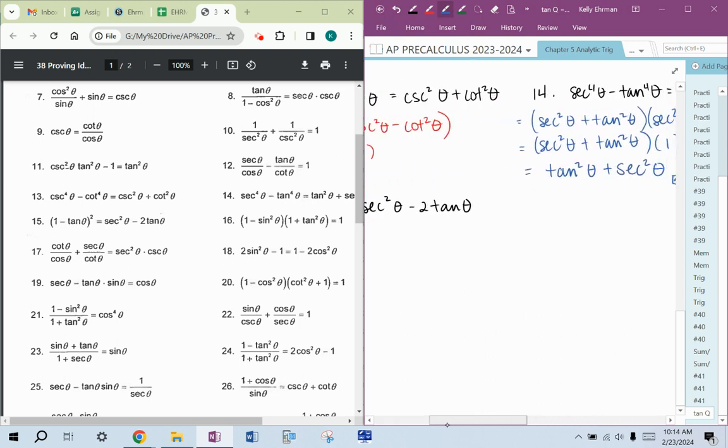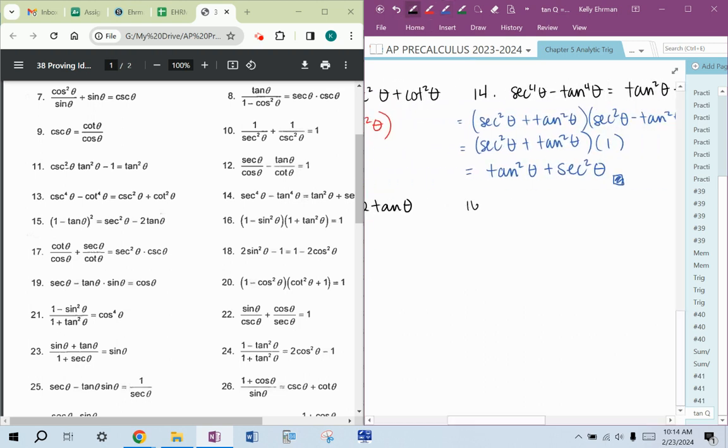For number 16, we have 1 minus sine squared theta times 1 plus tangent squared theta equals 1. So remember, in general, I always like to look for Pythagorean identities if they exist. 1 minus sine squared is cosine squared theta, and 1 plus tangent squared is secant squared theta. And that's equal to 1 because cosine squared theta times 1 over cosine squared theta cancels out to 1.